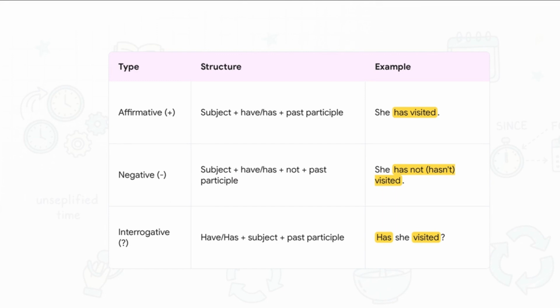So let's see how that looks in action. For a positive sentence, you get, she has visited. Simple enough. To make it negative, you just drop in the word not. She has not visited. Or, she hasn't visited. And if you want to ask a question, you just flip the first 2 parts. Has she visited? See? It's the same pattern, nice and consistent.